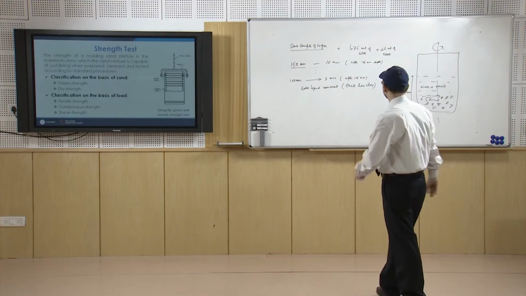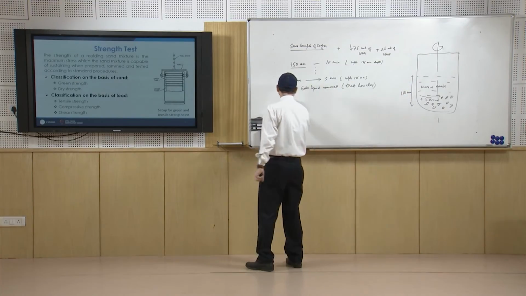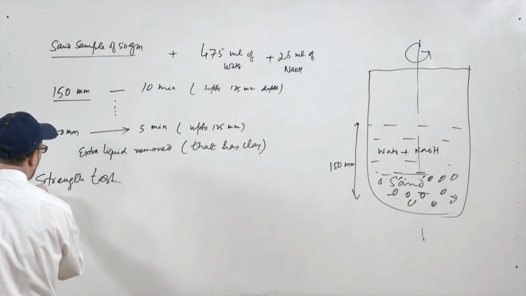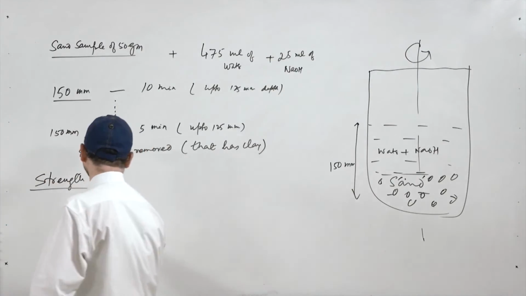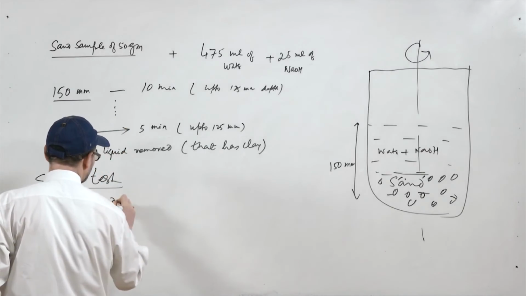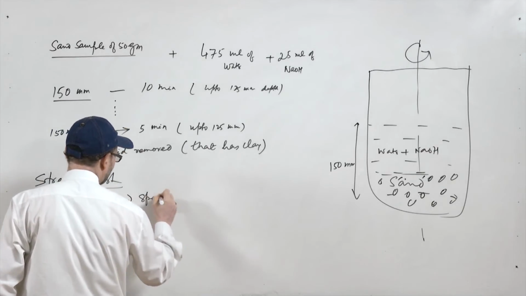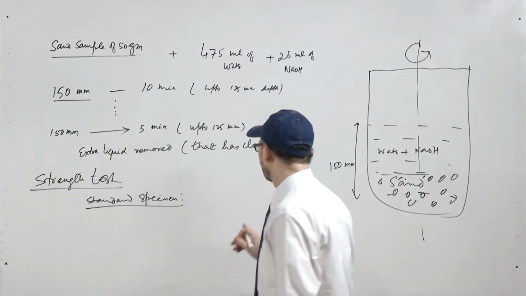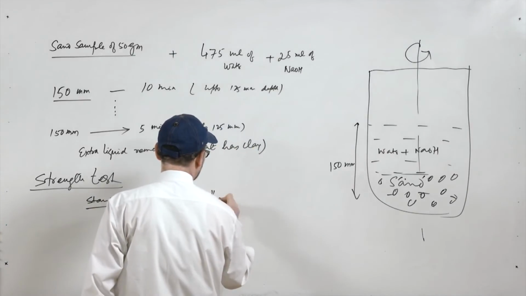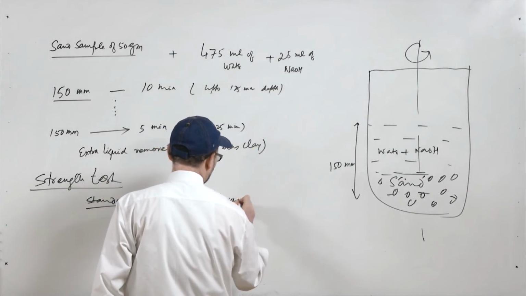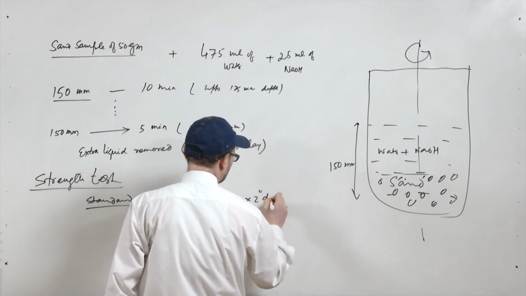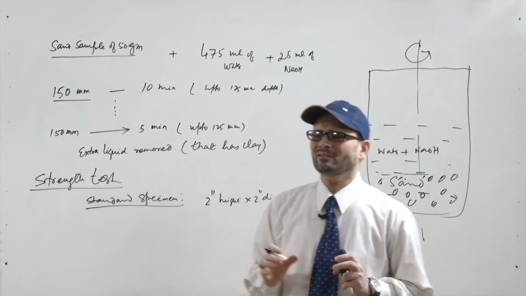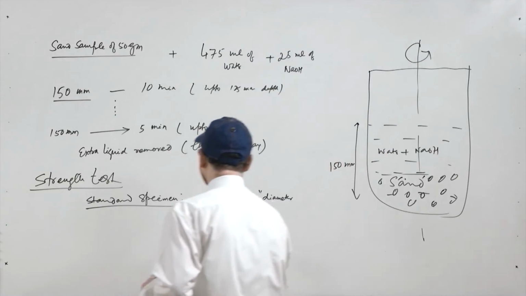So, for the strength test, you have a standard tensile specimen, and basically that is 2-inch height by 2-inch diameter. A cylindrical specimen is basically the standard specimen. So, you make a cylindrical specimen.